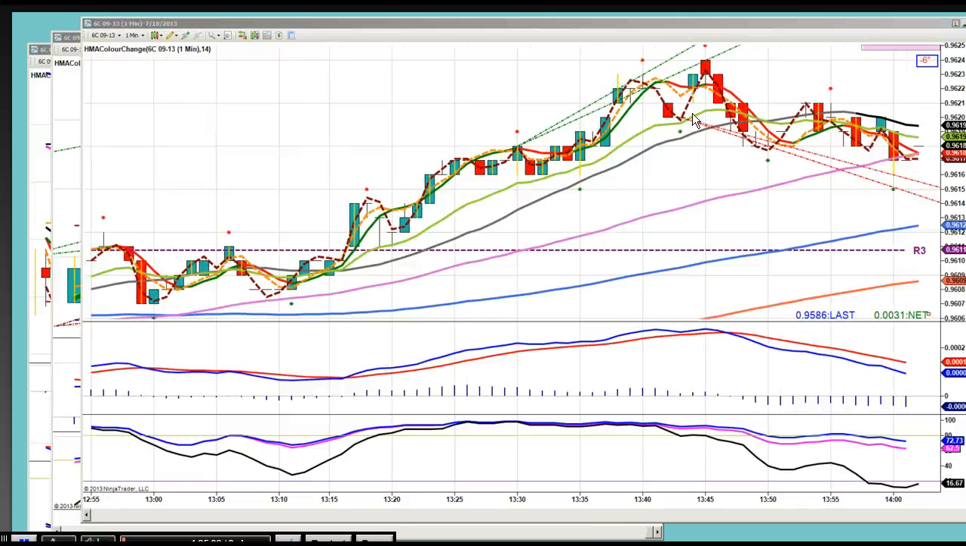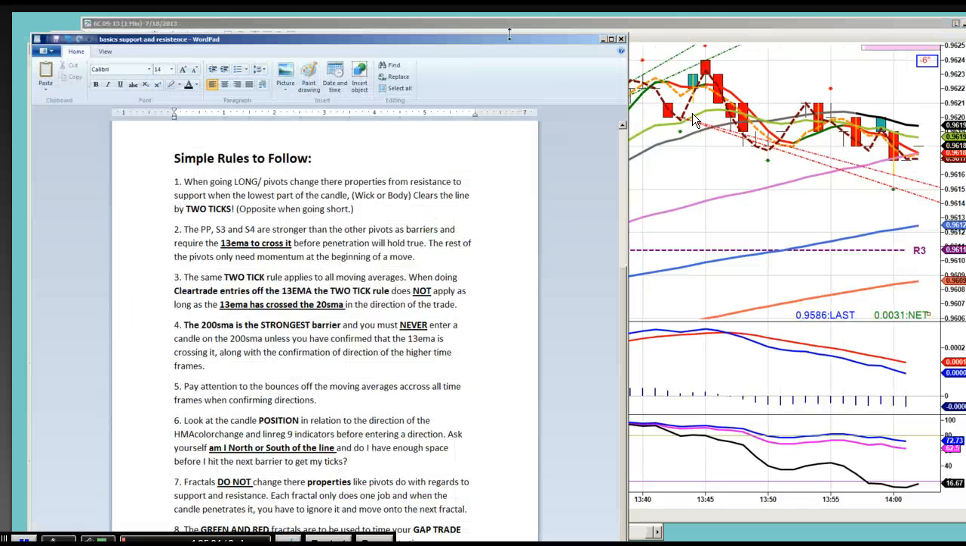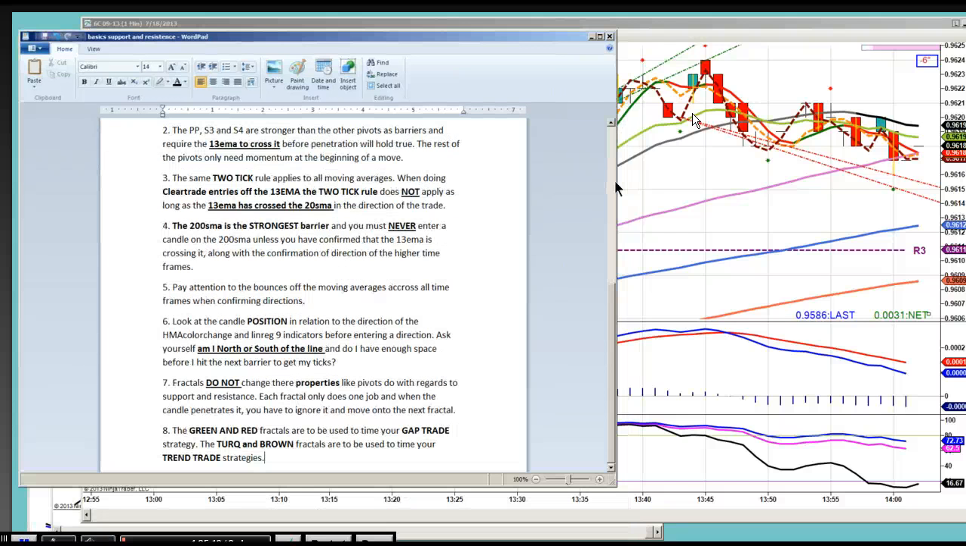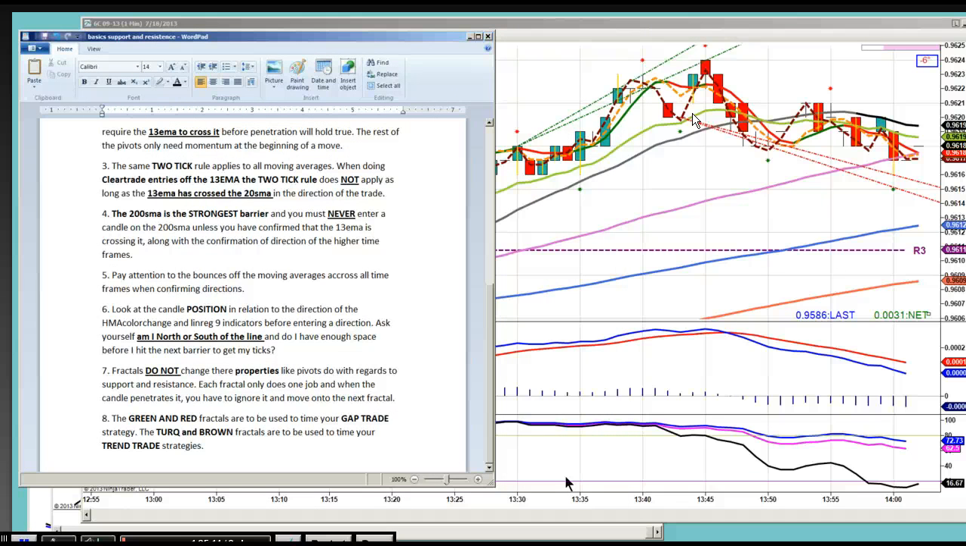Everybody, when they first approach fractals, gets all bent out of shape, because they see a lot of lines and they don't know how to use it. So I'm going to break it down in a real simple way to use fractals. Each fractal has their own job. There's only two pairs of fractals, and all they're showing you is resistance and support. But they're showing it to you in a dynamic fashion, unlike pivots.